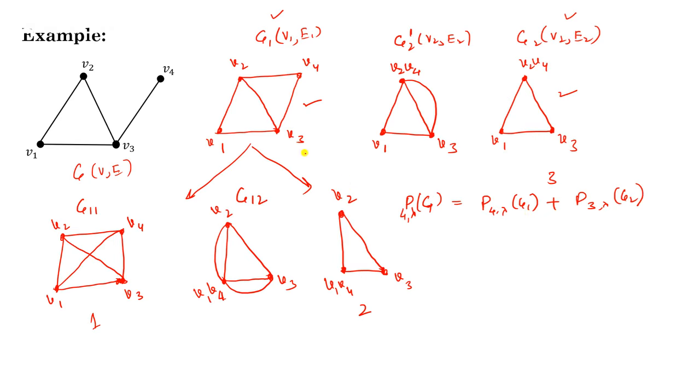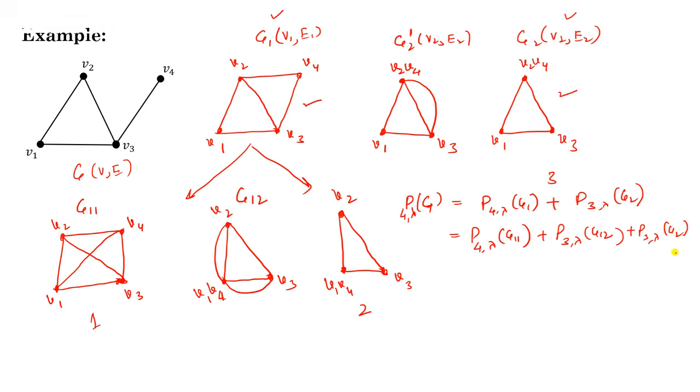But G1 is again decomposed into two graphs, so you can write it P 4 lambda G11 plus P 3 lambda G12, because this G1 is decomposed into two graphs. This is G11 and this is G12. So plus P3 lambda G2.